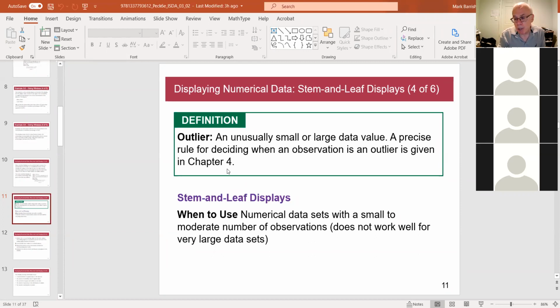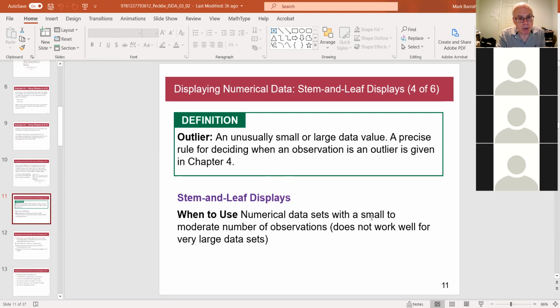Now, why is that important? Well, number one, an outlier could indicate a mistake in recording the number in the data set. Sometimes that happens. Somebody typing it in makes a mistake. But if it's not a mistake, it would be something that we wanted to examine to understand why there's a value that's unusually small or unusually large in the data set.